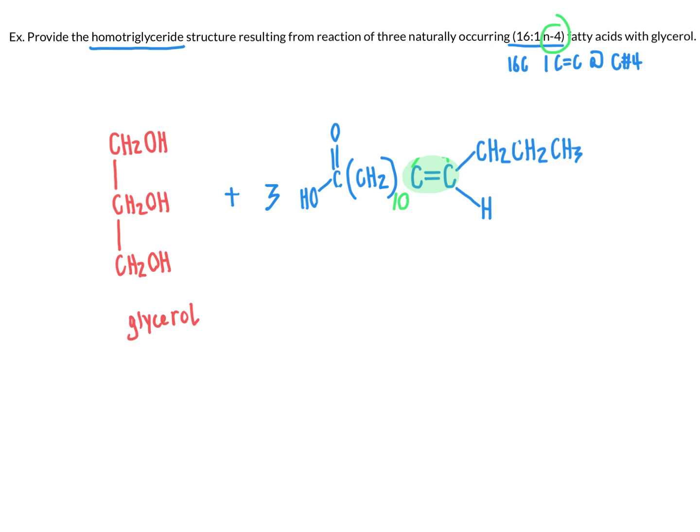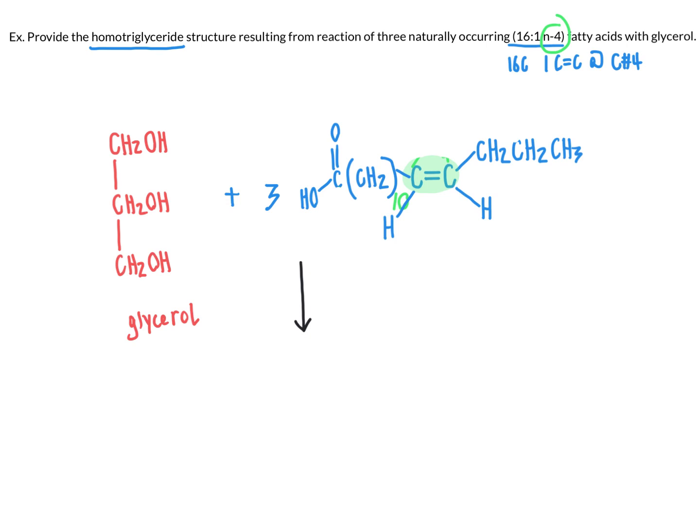I also want to fill in correctly the cis configuration of this. To do that, I need to show that the carbon chain forms this bowl shape where relative to this carbon, we're going upward with the rest of the parent chain, and relative to this carbon, we're also going upward here. And now we've drawn our structure of our naturally occurring, meaning it's cis, 16:1, referring to the alkene group, and 16 carbons in total, N4, referring to where the alkene group is located. And now we're ready to create the triglyceride product.